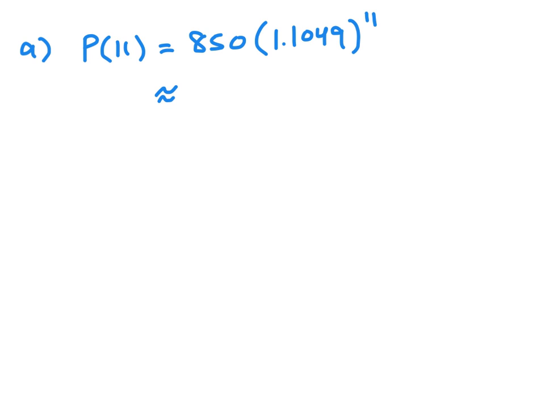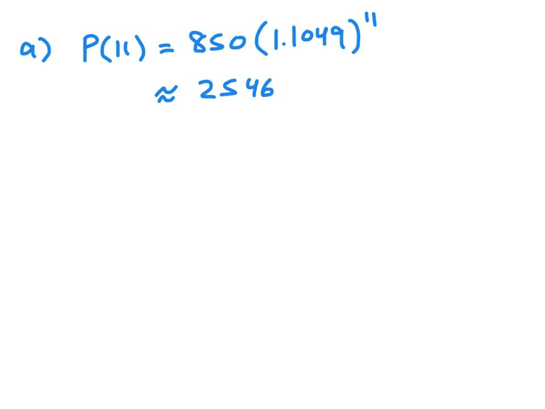Our first question asked us to find the population in 2021, or when t equals 11, because t is the years after 2010. In this case, we simply have to take our model and substitute 11 in for t. So we obtain 850 times 1.1049 raised to the 11th power. And using a calculator, this is approximately 2,546. Notice that we rounded this to the nearest whole number because we're looking for the number of foxes, and foxes should be counted as whole numbers.